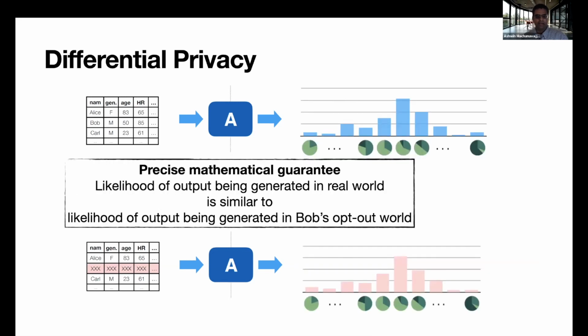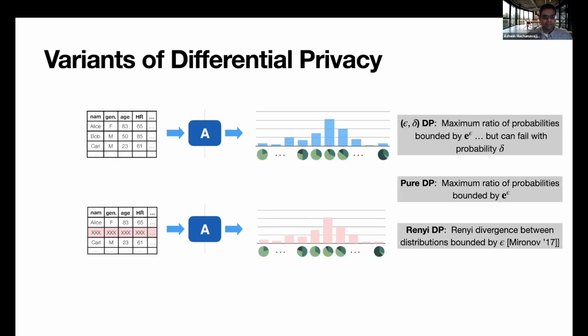And more precisely, what you're looking at is these distributions of outputs, and you want to say that these distributions of outputs are close or similar in some very precise manner. Another important point is that differential privacy is not a single definition. You should think of it as a framework. There are many variants of differential privacy that have been studied and are known, and they all change the underlying definition in different ways.